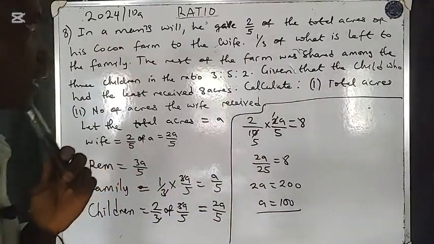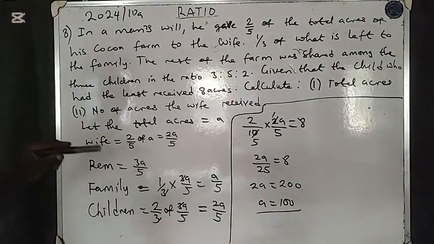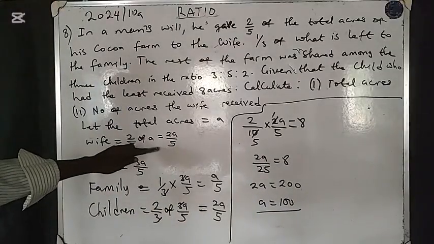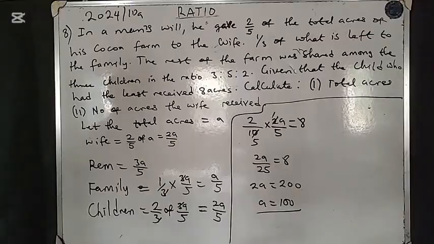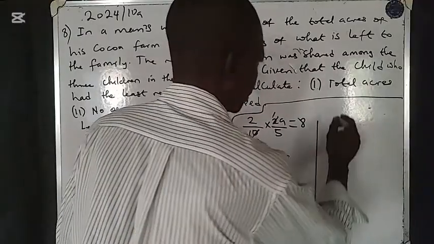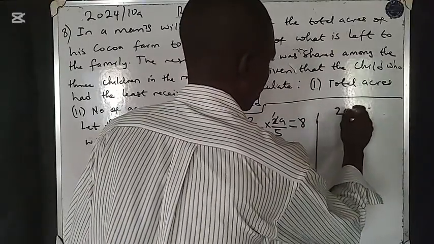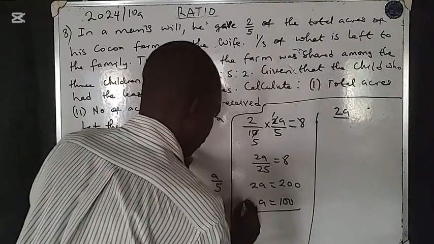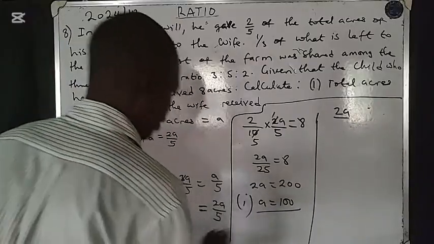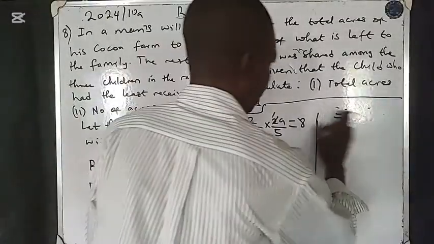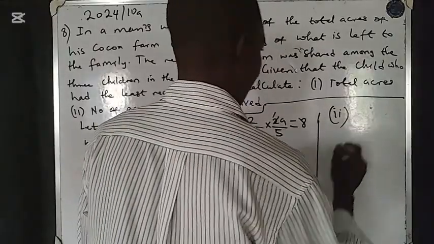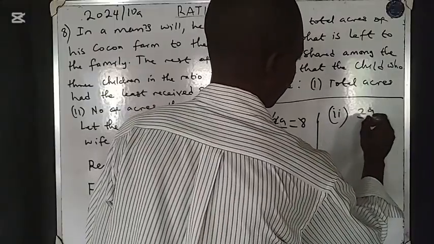Right? Then what will be the share of the wife out of the 100 acres? The fraction of the wife is what? 2/5, right? So the wife fraction is 2a/5. This is question 1 has been done here. This is question 1, the end of question 1 here. So this is the beginning of question 2. So the wife fraction is 2a/5.